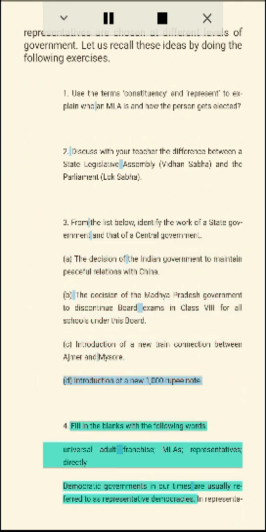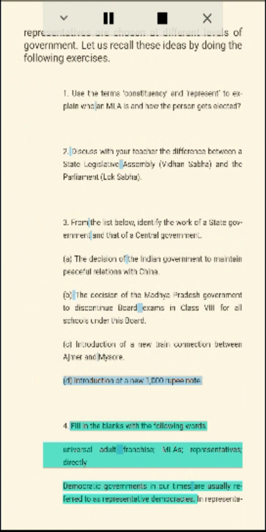A. The decision of the Indian government to maintain peaceful relations with China. B. The decision of the Madhya Pradesh government to discontinue board exams in Class 8 for all schools under this board. C. Introduction of a new train connection between Ajmer and Mysore. D. Introduction of a new 1,000 rupee note.